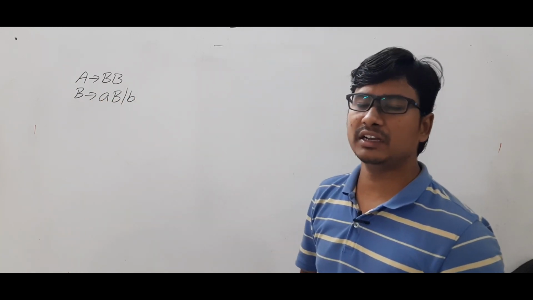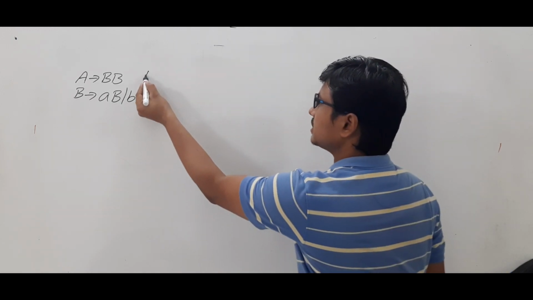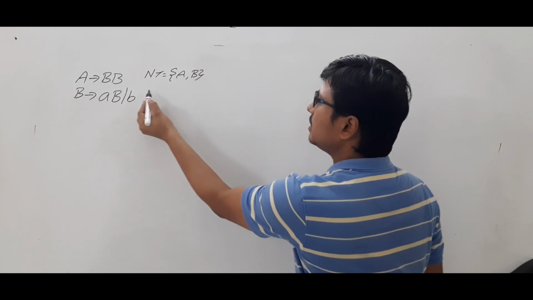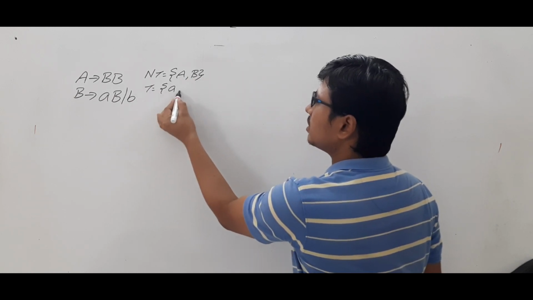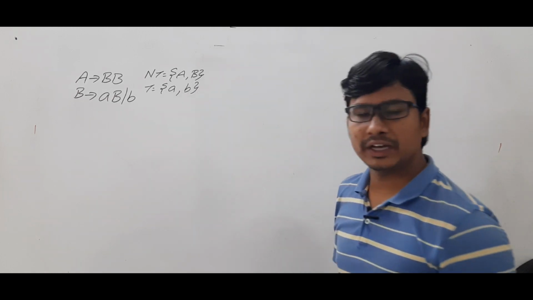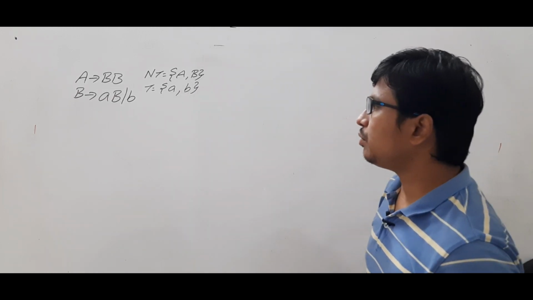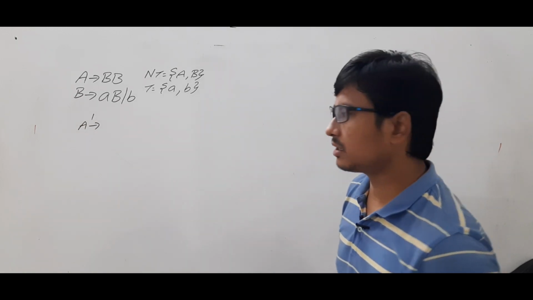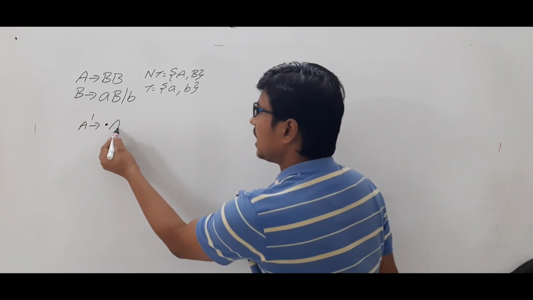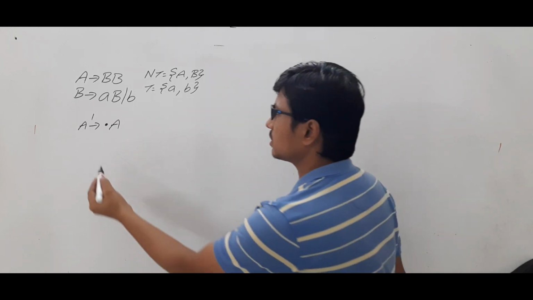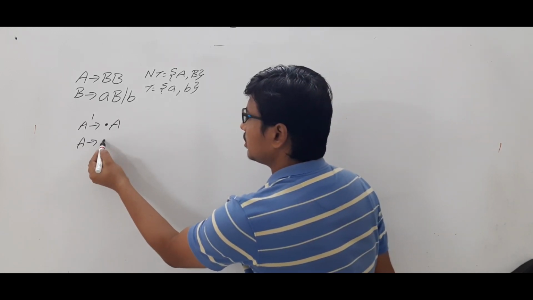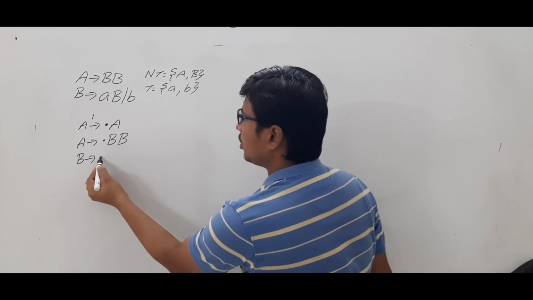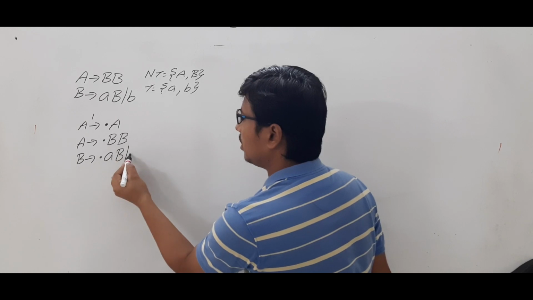First we need to identify the non-terminals. The non-terminals in this grammar are A and B. The terminals are small a and small b. Will you agree with me or not? Now I will take the extra production A dash determines dot A, and compute the closure: A determines dot BB, B determines dot a B or dot b.